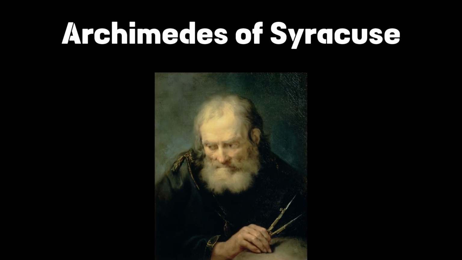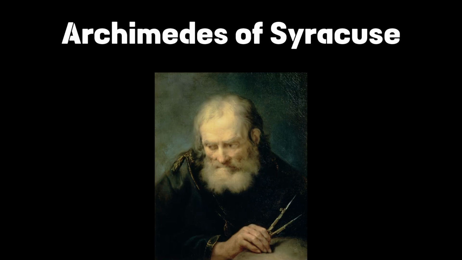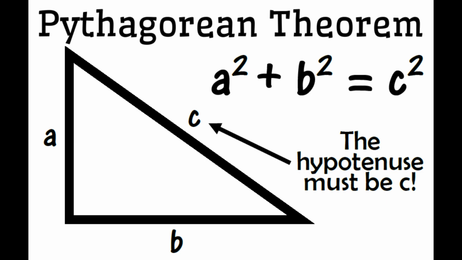The first calculation was done by Archimedes, a very great mathematician in ancient times, and he was alive during 287 to 212 BC. He approximated the area of a circle by using the Pythagorean theorem, a squared plus b squared equals c squared, to find the area of two polygons.